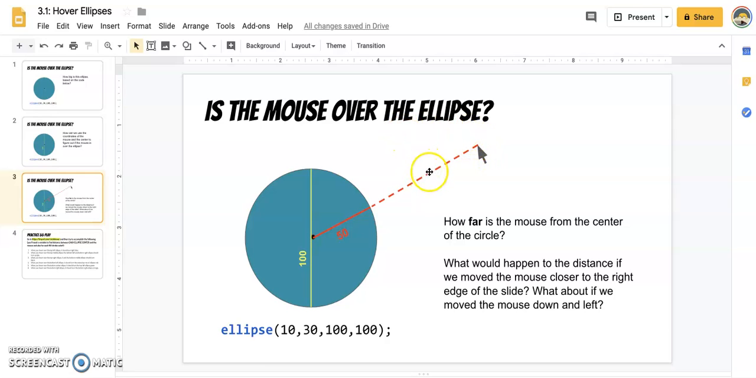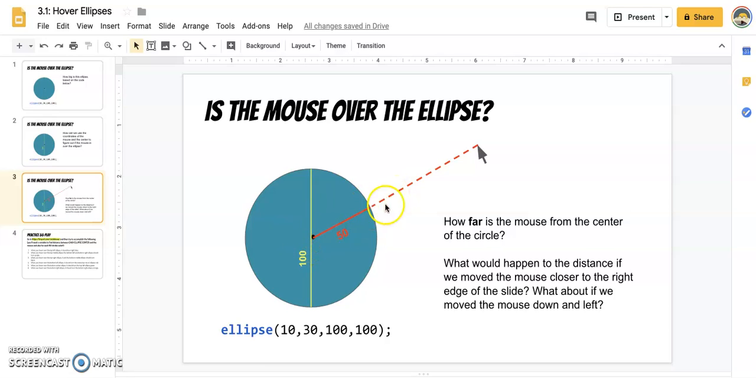What about if I move my mouse over here? How far is my mouse from the center of the circle? Well, from here to here is 50, so this is probably double the distance. If my mouse is over here, it's probably about 100 away. But if I move it here, how far is it from the center?